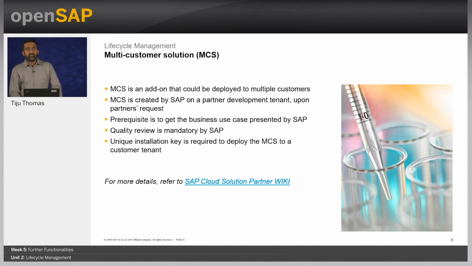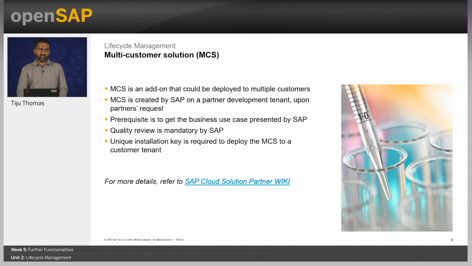Moving on, in week 1 you already saw the types of solutions. My colleague already explained the various types of solution you can build in Cloud Studio. Typically when we discuss add-ons, it is a customer specific solution or a one-off developed specifically to meet a customer specific requirement. On the other hand, we have another type of add-on which is a multi-customer solution, or in short MCS.